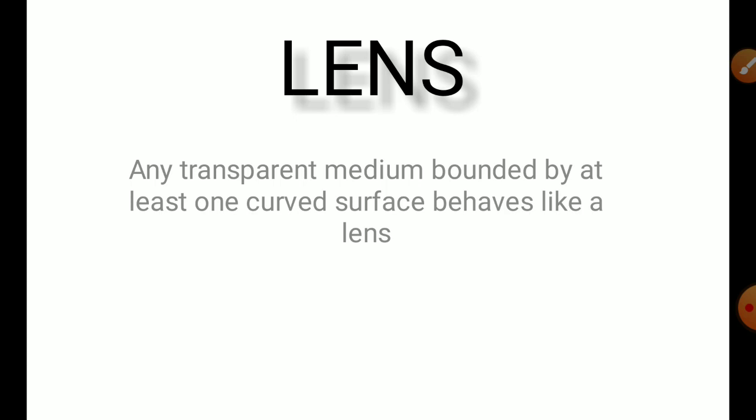Is a glass slab a lens or not? Certainly not. Why? Because none of the faces of the glass slab is curved. All are plane surfaces. Prism, will it behave like a lens? No. Why? Because none of its faces are curved. So any transparent medium bounded by at least one curved surface will behave like a lens.